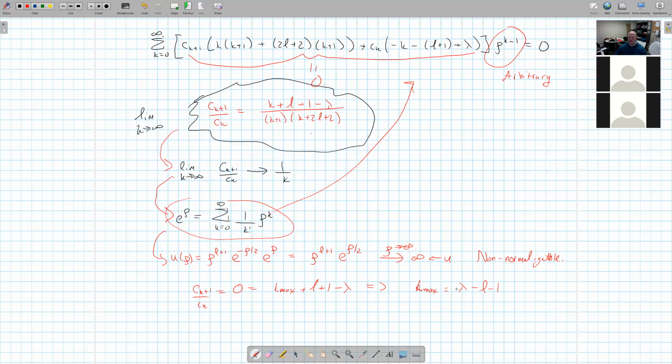So our maximum k value is dependent on this L value. For any given L, we have a k max, which basically means that our sum goes from k equals 0 up to that k max value. And then this gives us a non-divergent term.